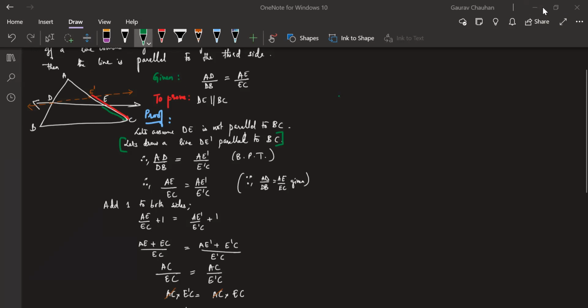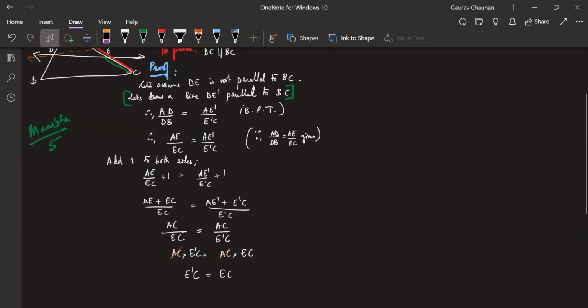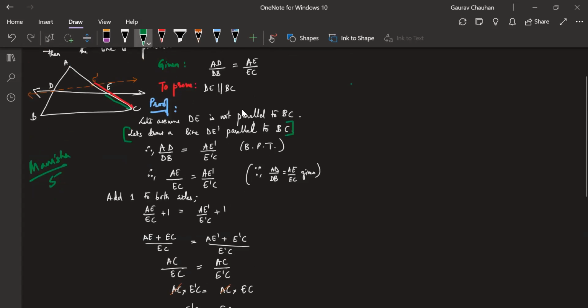Perfect, Manisha. Very beautiful answer. I'm going to give you 5 here. Yes, Manisha. That's the answer I'm looking for. One step at a time. Then after that, we can say that it will be parallel and not parallel, all of that. E dash C will be equal to EC only when E dash will fall on E, right? It will not be equal otherwise. G, are you following this? Yes. Dilruba, are you following this?